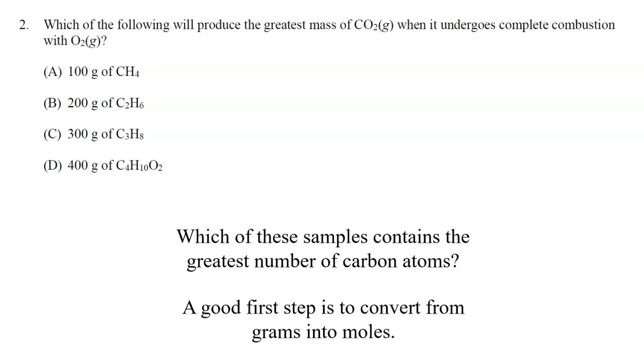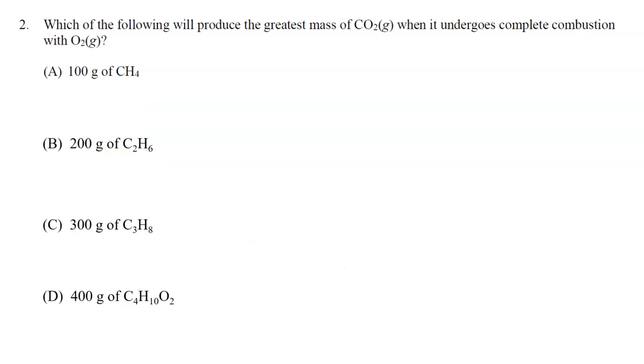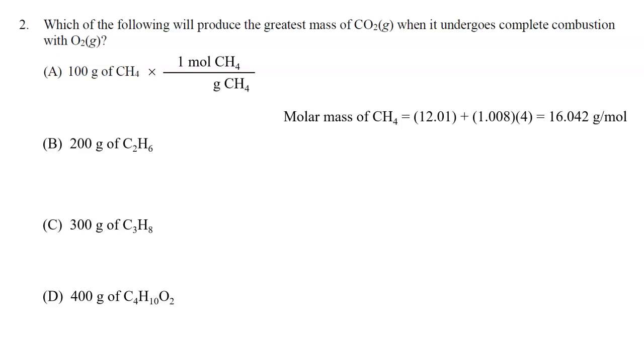And so a good first step is to convert from grams to moles. So let's start with choice A. We have 100 grams of CH4. I would like to convert this from grams to moles. So using the information on the periodic table, the molar mass of CH4 is equal to 16.042 grams per mole. When I pick up my calculator and do 100 divided by 16.042, I get approximately 6.2. That's 6.2 moles of CH4, which would correspond to 6.2 moles of carbon atoms.